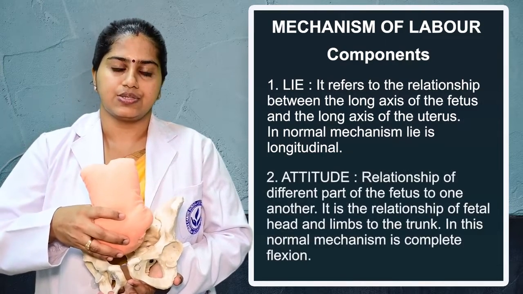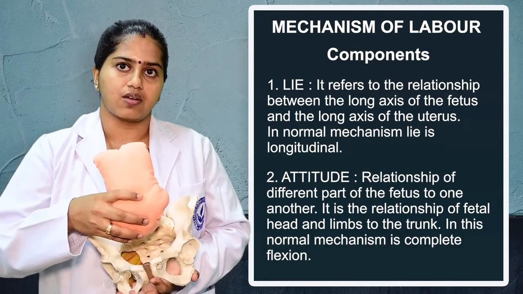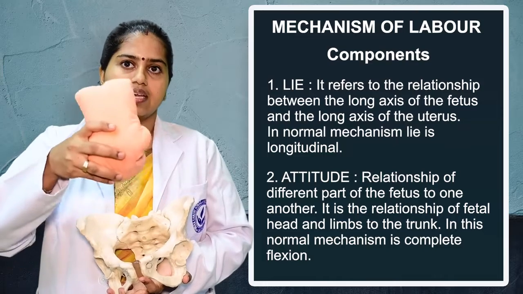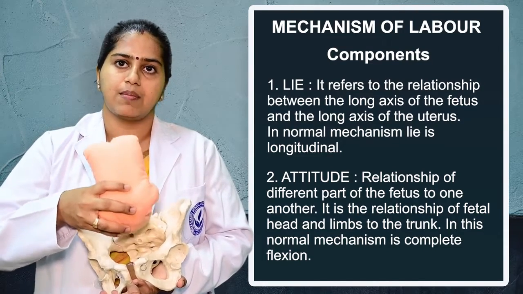The second one is attitude. This is the relationship of one part of the fetus to another part of the fetus. Here you can see how the fetus is. The fetus is completely flexed, so the attitude is complete flexion.